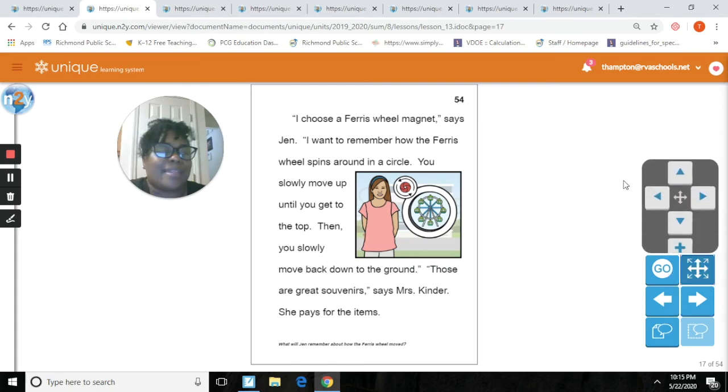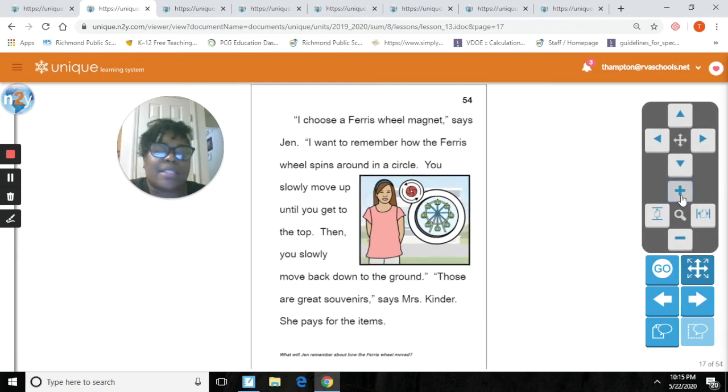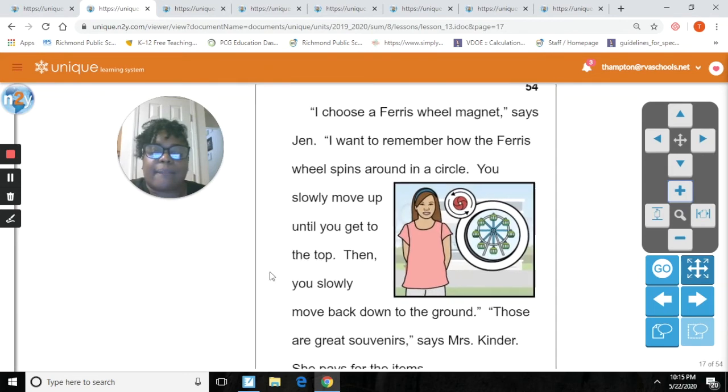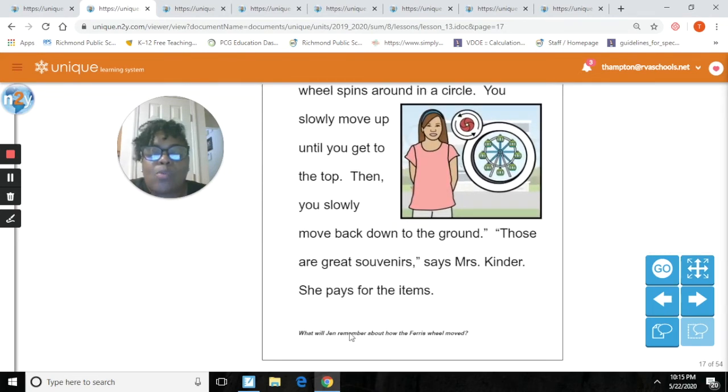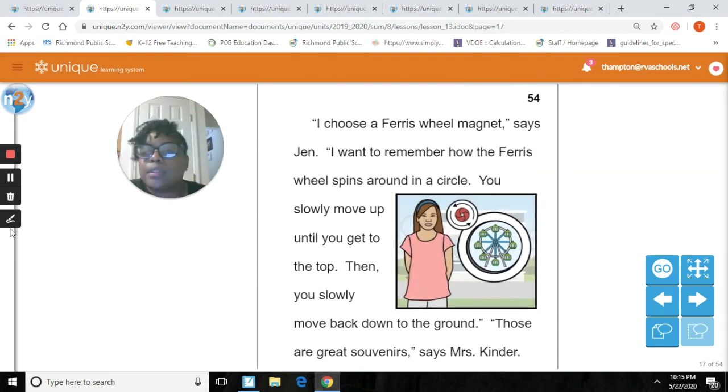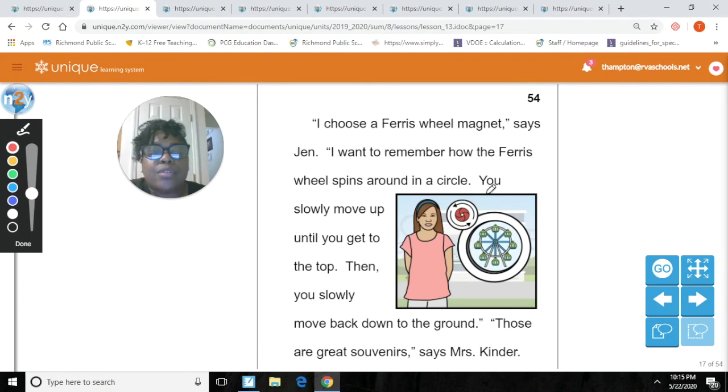Okay, let's see what our focus question says. What would Jen remember about how the Ferris wheel moved? How did it move? She says, you move slowly up, right? See, she's talking about the Ferris wheel. There it is. She said you move slowly up and then you move slowly back down to the ground.